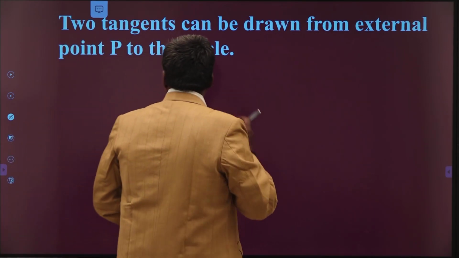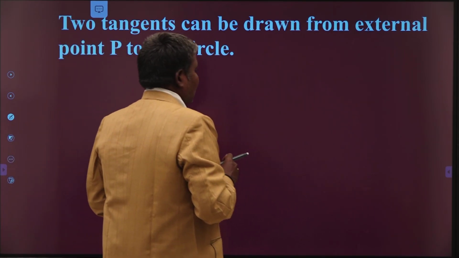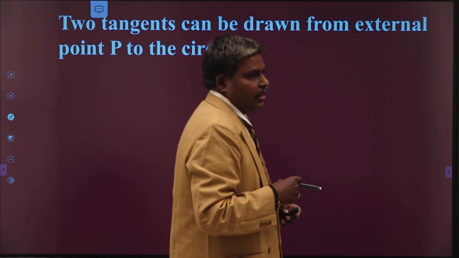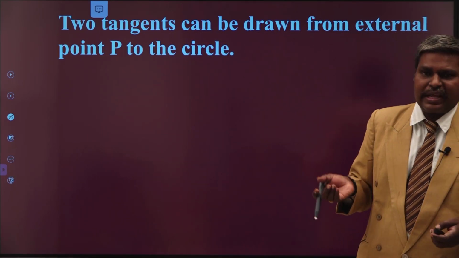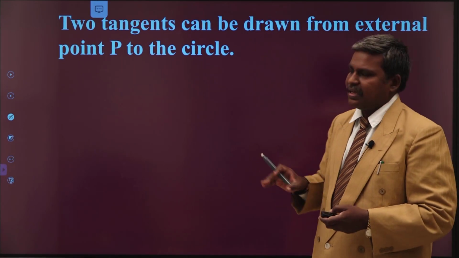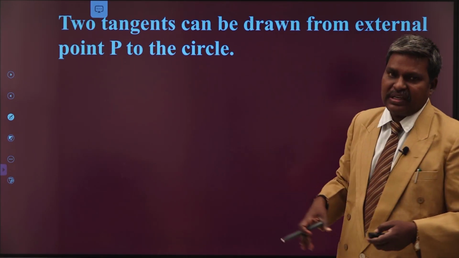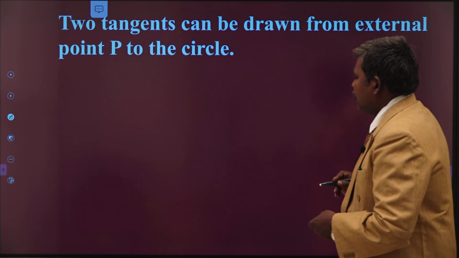So the theorem is now, two tangents can be drawn from an external point to the circle. In the same manner, we can show that there is one tangent at a point on the circle, and no tangent when the point is inside of the circle. So from the figure itself you can do the three conditions.